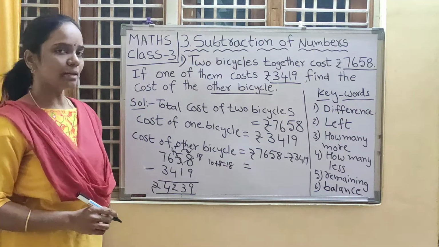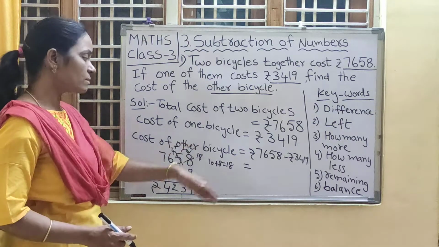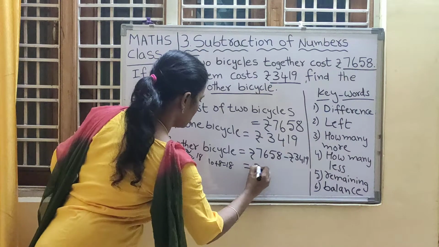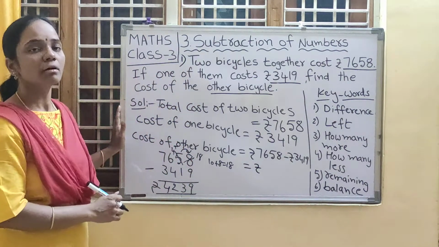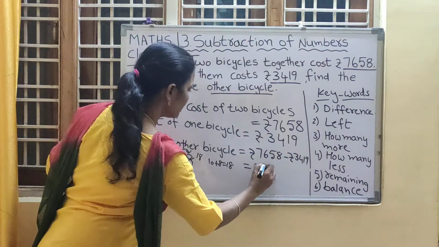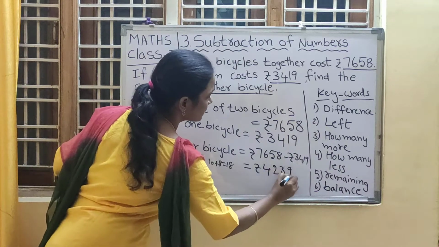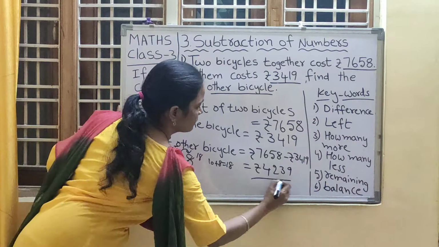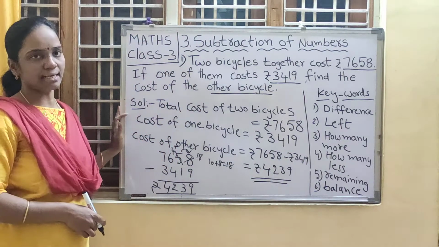4,239. Then tell me, children, the cost of the other bicycle is 4,239 rupees. How much? What is that amount? Very good. 4,239 rupees. The rupees symbol is compulsory, you have to put it. So this is the cost of the other bicycle.